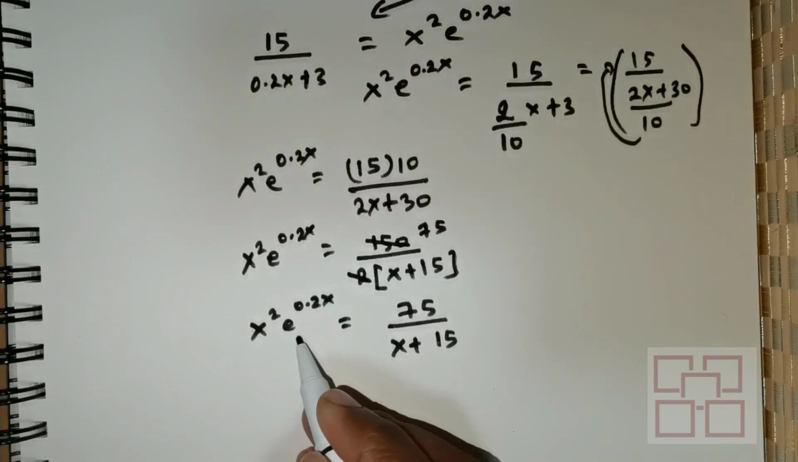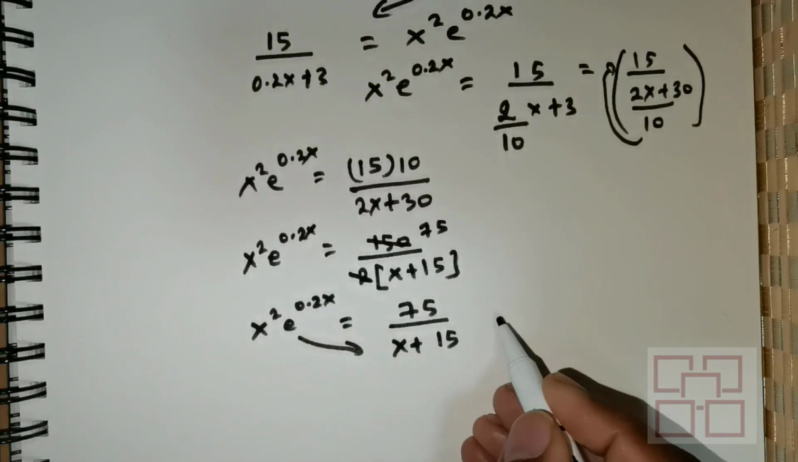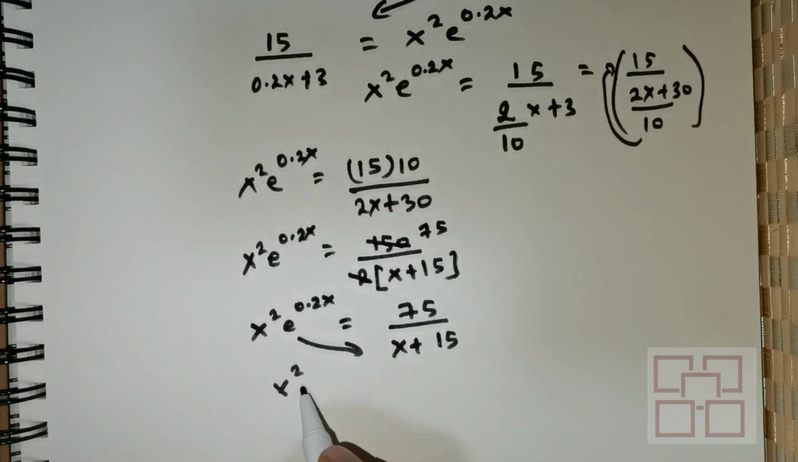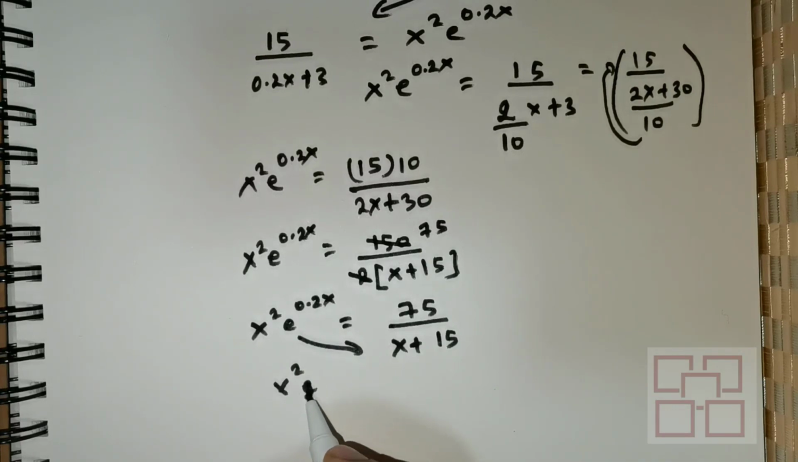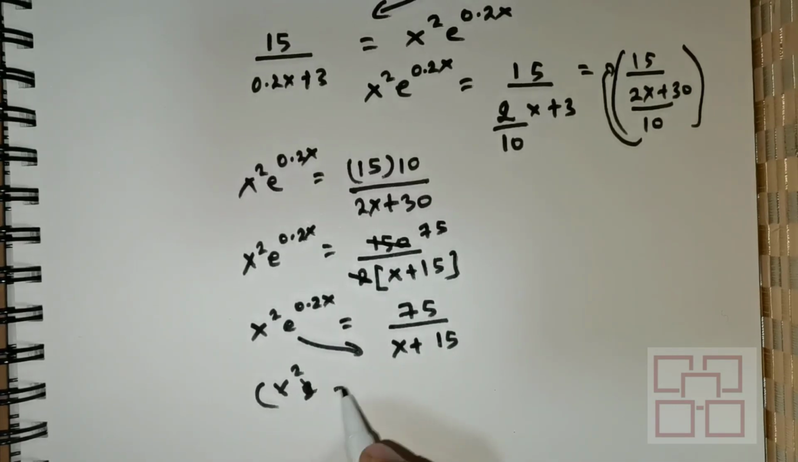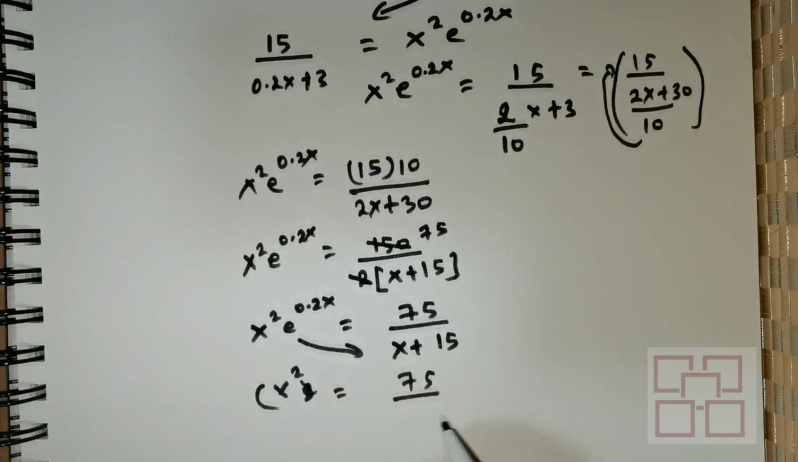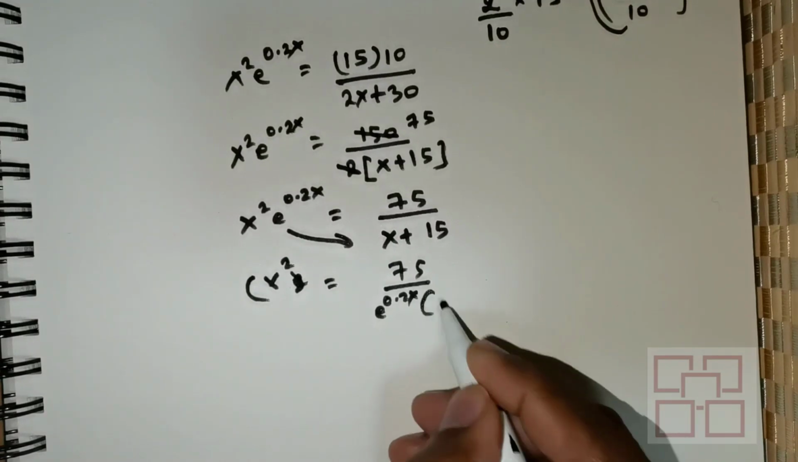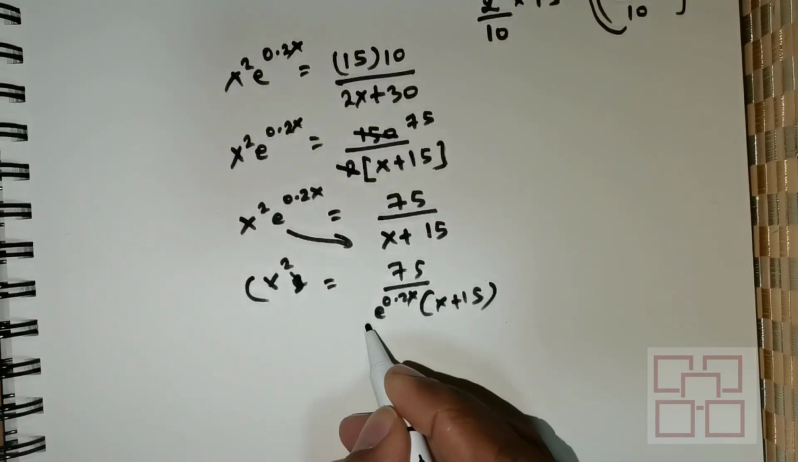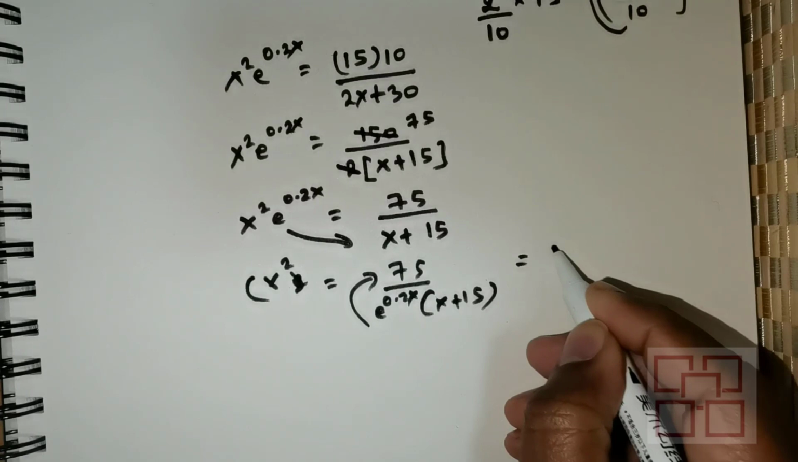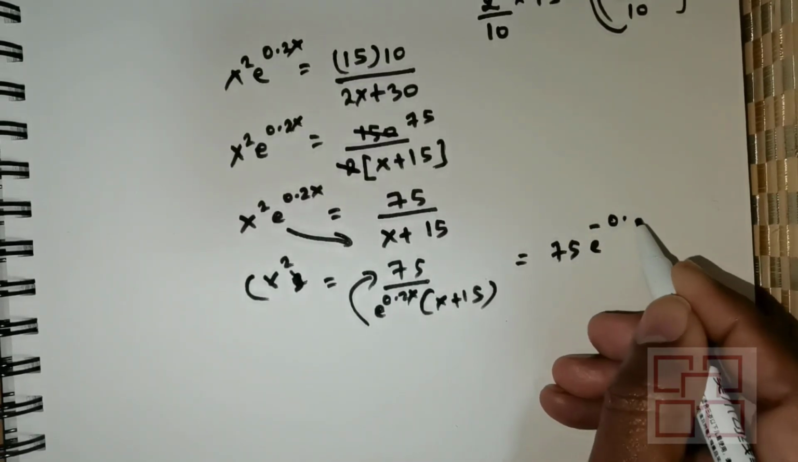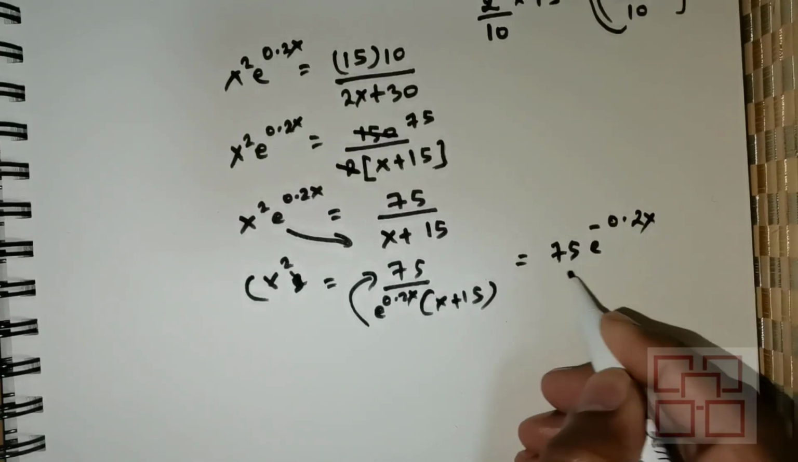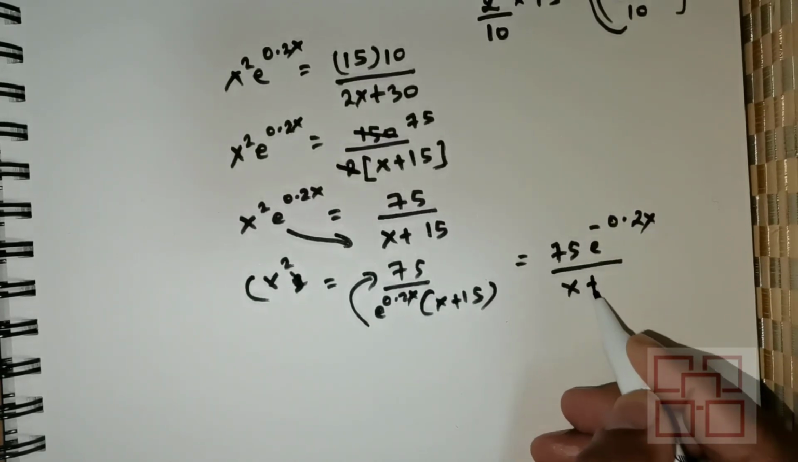Now I'm going to bring this e raised to the power 0.2x down. So it's just x squared on the left, which is going to be equal to 75 divided by e raised to the power 0.2 times x times x plus 15. Now I want to move this to the numerator. So that would give me 75 times e raised to the power, the positive power will become negative, so negative 0.2 times x, divided by x plus 15.